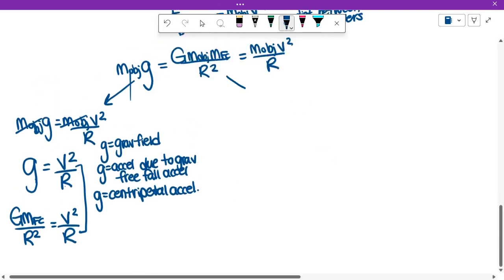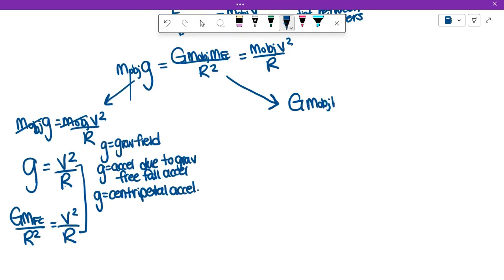So then we have the other force of gravity equation, big G, mass of the object, mass of the field creator, all over R squared, is mass of the object, V... oh no, I got too many M's. Mass of the object, V squared over R, right? So this says the force of gravity is equal to the net centripetal force. Okay. So some things can cancel left and right. I got a mass of the object on both sides, right?